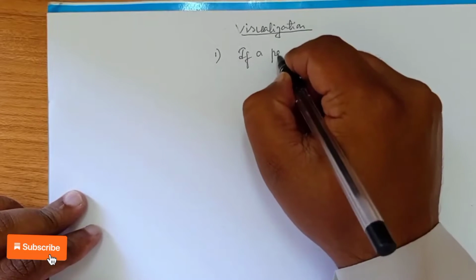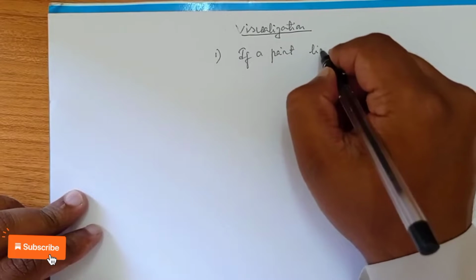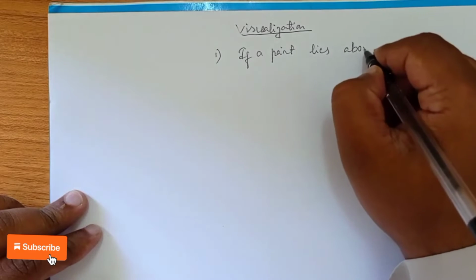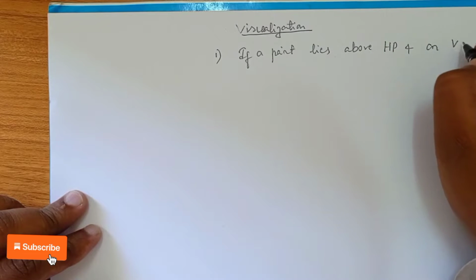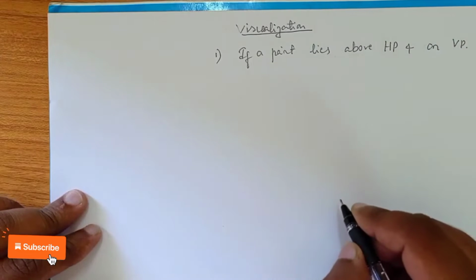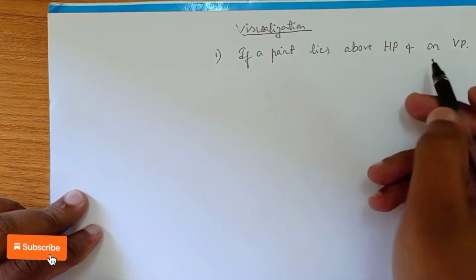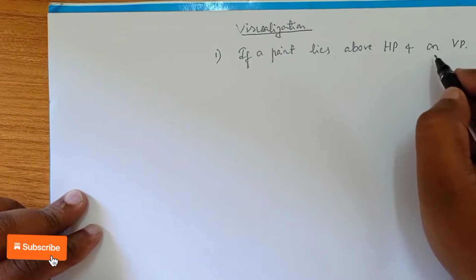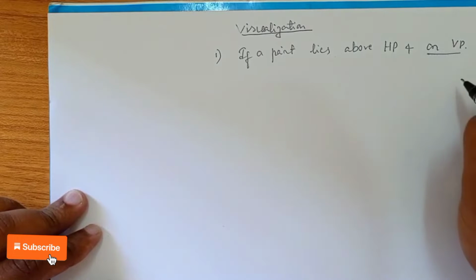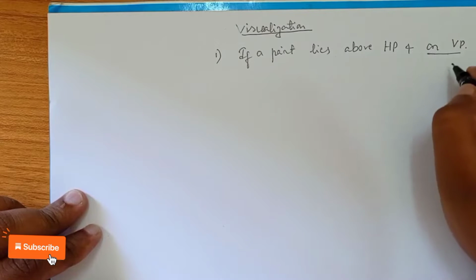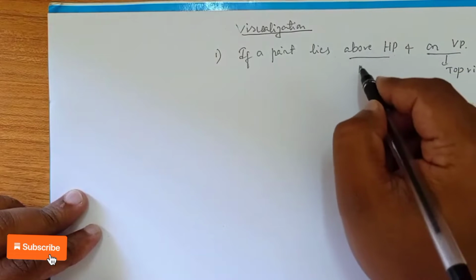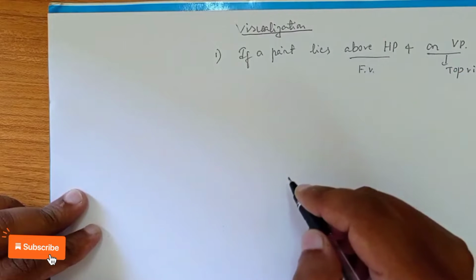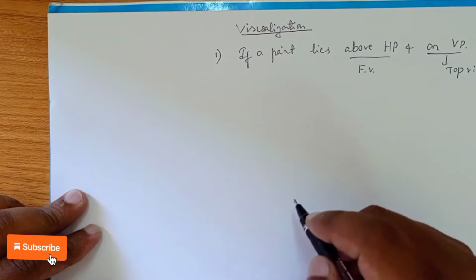If a point lies above HP and on VP, you will be hearing this word "on VP" for the first time. So remember, on VP means it is a top view, okay. Above HP means we know that it is a front view. So we need to find out where the front view is lying, okay.